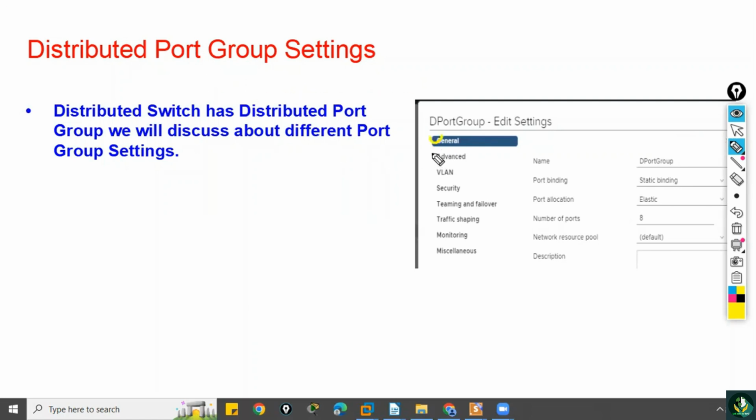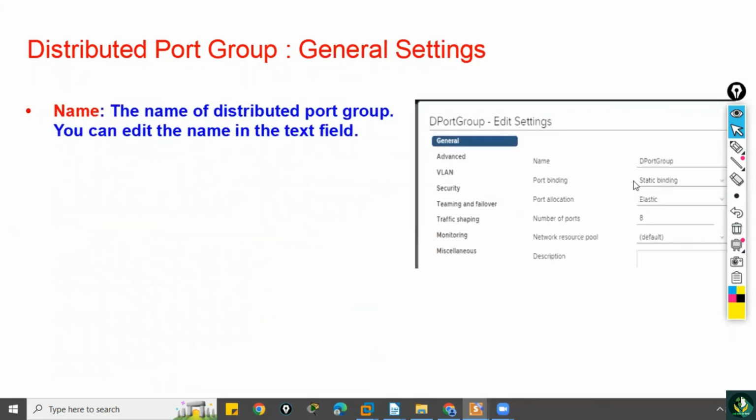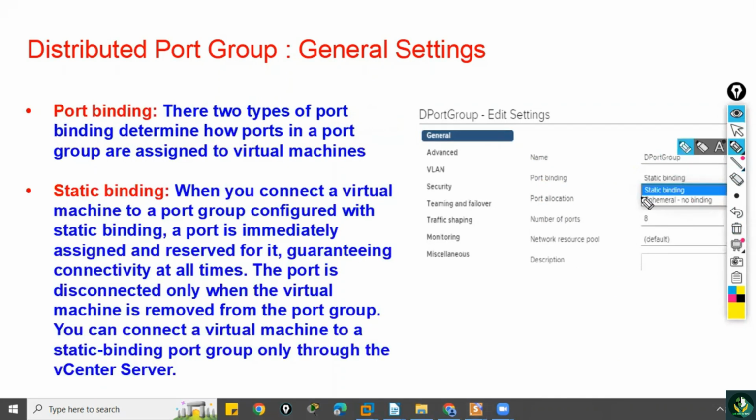We have general settings, advanced settings, VLAN settings, security, teaming and failover, traffic shaping settings, monitoring and miscellaneous. Okay, so let us discuss the general settings. In the general settings, you can change the name of this port group, and we have the port binding option. Under this port binding option, we have static binding and ephemeral binding.